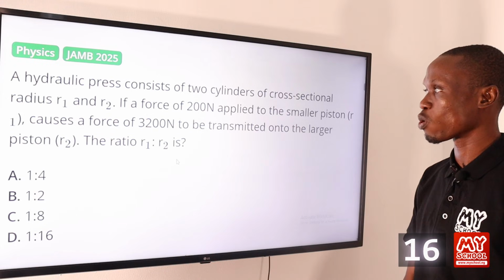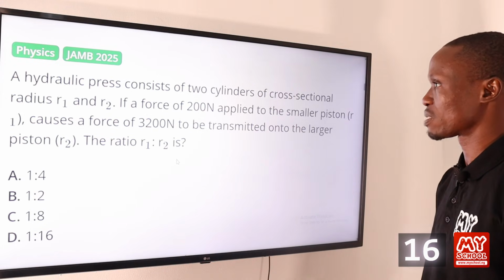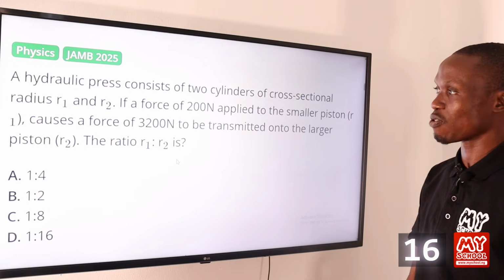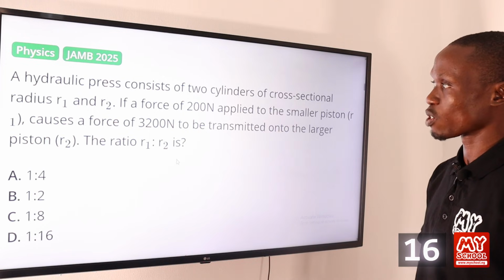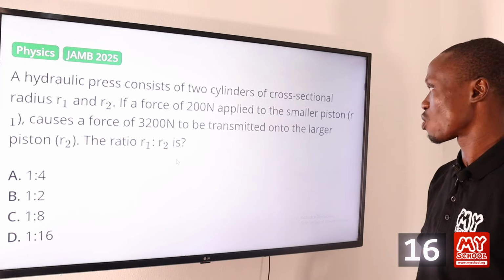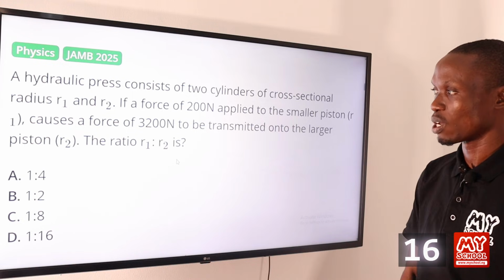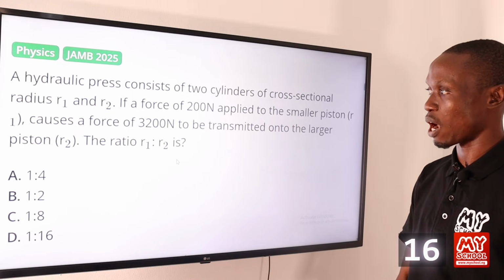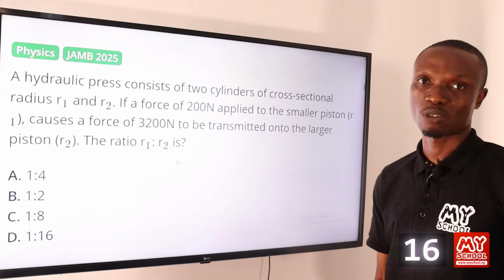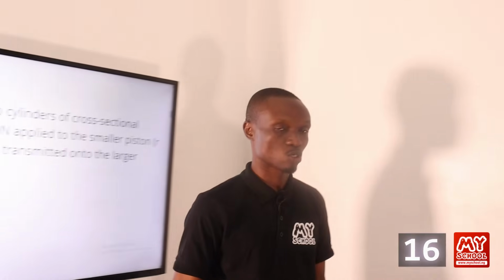Question 16. A hydraulic press consists of 2 cylinders of cross-sectional radius R1 and R2. If a force of 200 Newton applied to the smaller piston R1 causes a force of 3,200 Newton to be transmitted onto the larger piston R2, the ratio R1 to R2 is. So let's move over to the board to provide the answer to this question.